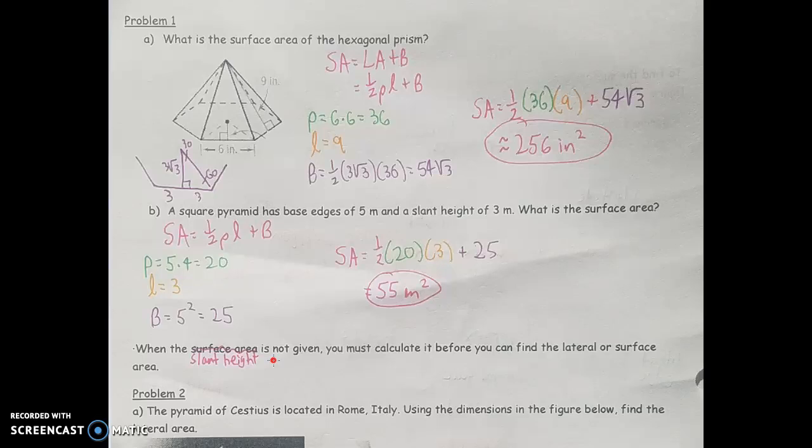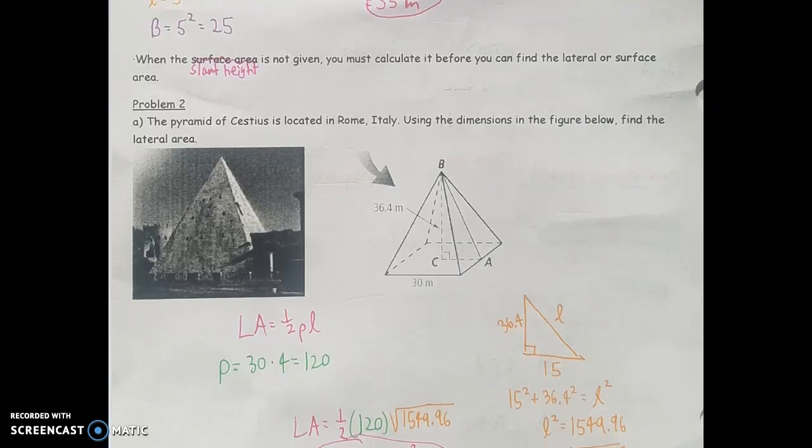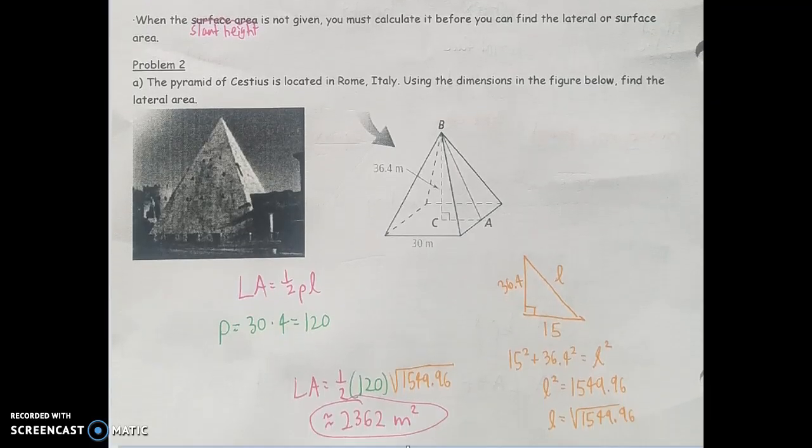When the slant height is not given, we have to calculate that before we find the lateral or surface area. And that's what our next question focuses on. We have a pyramid drawn out, and we have to use the dimensions to find lateral area, but if we look at that lateral area formula again, 1/2 perimeter times slant height, we can find the perimeter, but we're going to have to take a little work to find the slant height because it's not labeled for us.